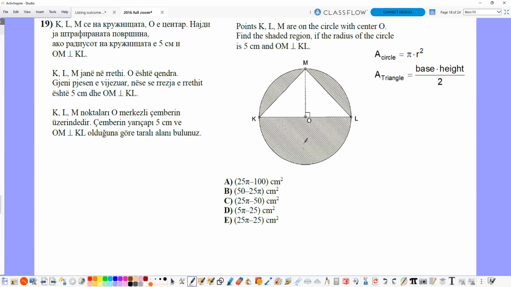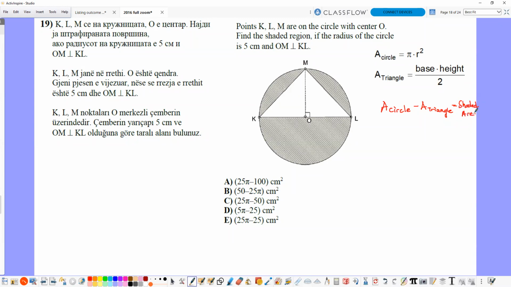Okay. Here, this kind of question we solved before. In this question, we have the right triangle here, and we are going to subtract the area of the triangle from the area of the circle. If you subtract the area of the triangle from the area of the circle, you will find the shaded area.